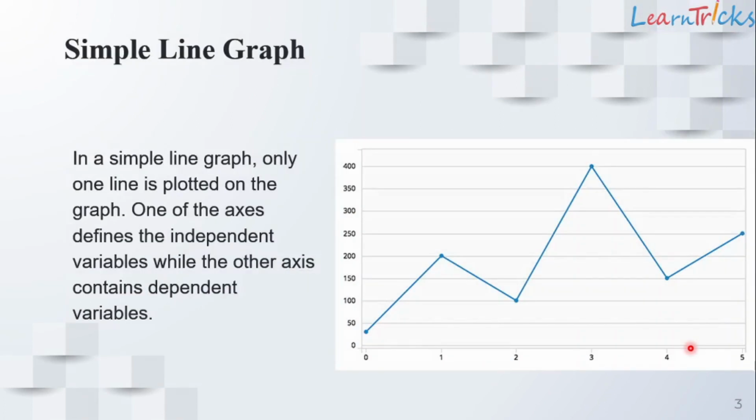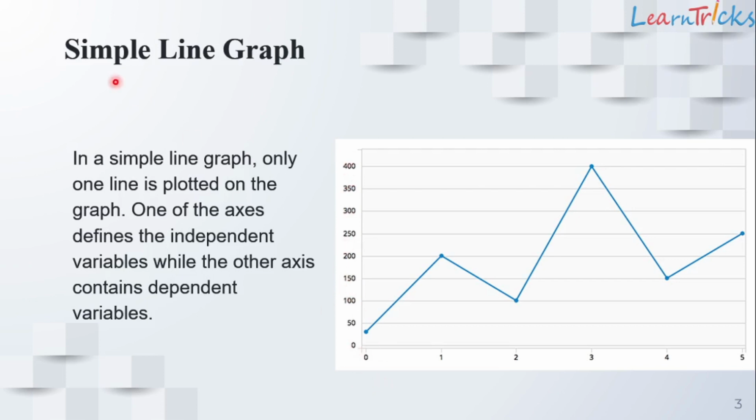The first subtype of the line graph is the simple line graph. In a simple line graph, only one line is plotted on the graph. On that graph, one axis defines the independent variable, while the other axis defines the dependent variable. So here the figure shows a simple line graph with an x-axis and y-axis. The x-axis is the independent variable, and on the y-axis there is the dependent variable.